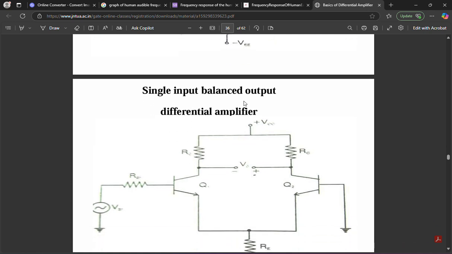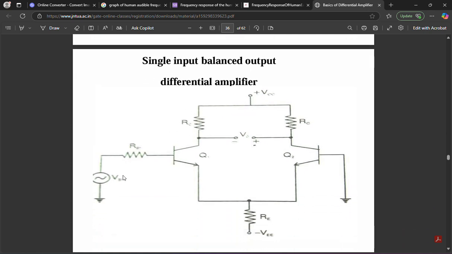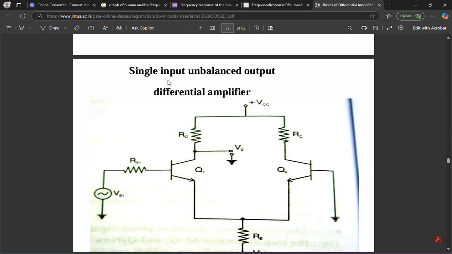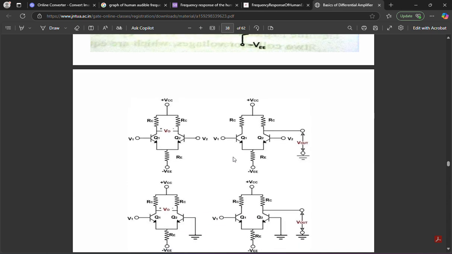So single input balanced output means you will have an input on any one base, and the output is taken across two collectors. On the other hand, single input unbalanced output means you will have only one input, and the output is taken from one leg of the collector with respect to the ground.